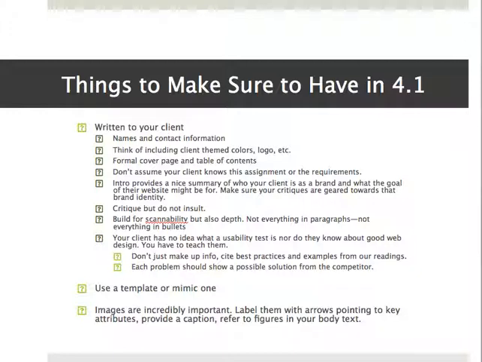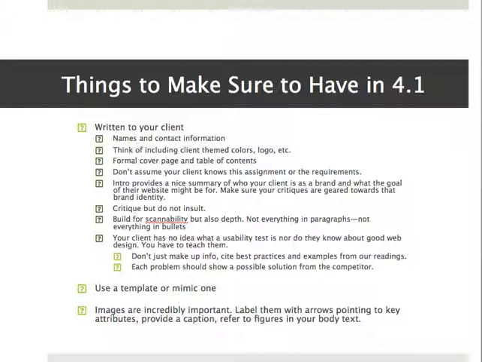Your intro needs to provide a nice summary of who your client is as a brand and what the goal of their website might be. Make sure your critiques are geared towards the brand identity. So you're not just speaking generally, you're speaking to a specific client, and the wording that you use and the way that you lay everything out is speaking back to the identity of the client.